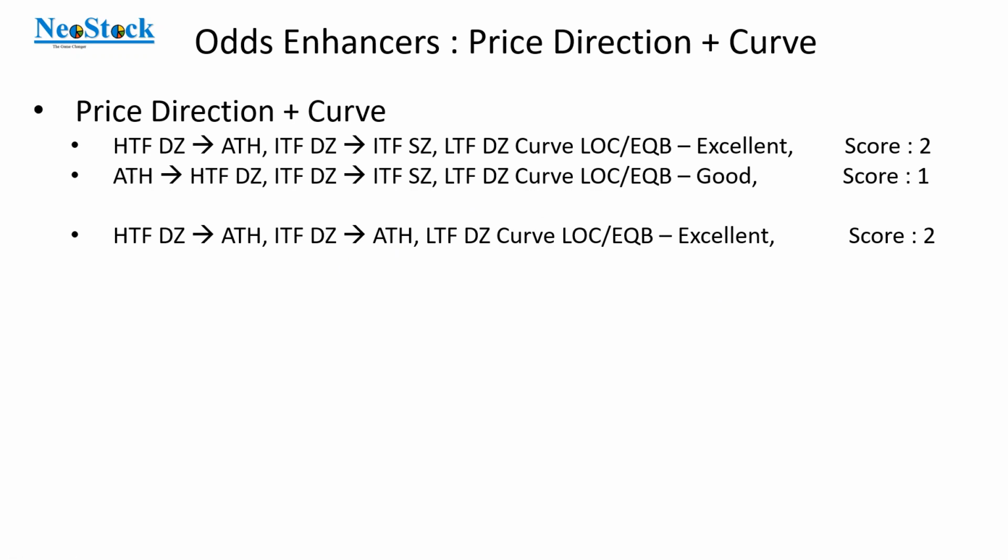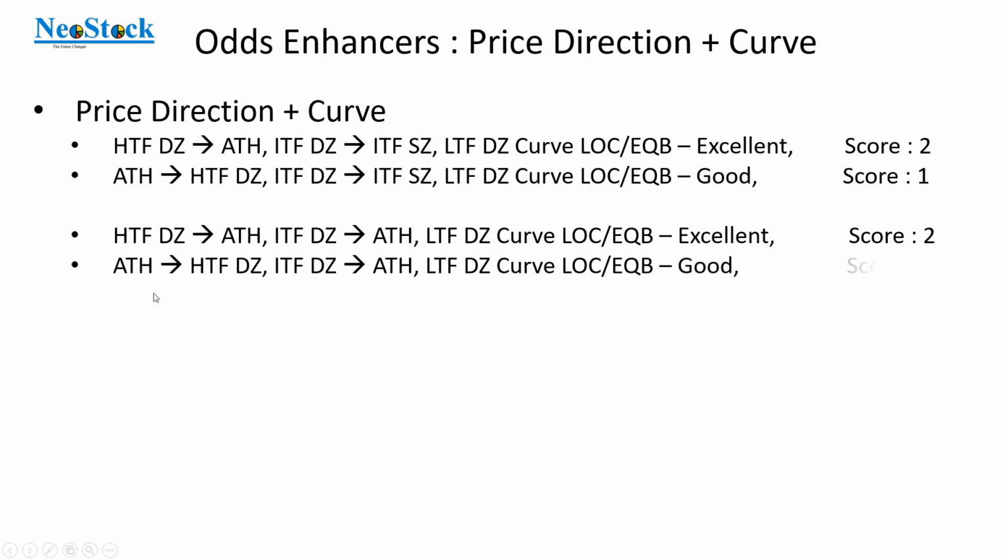Let us look into that example. In the next scenario, prices are moving from all-time high to HTF demand zone, but ITF prices are moving from demand zone to all-time high. In that scenario, you have to consider your LTF demand zone, whether it is at low on the curve or equilibrium, as only good, and you have to give the score 1, because we are trading against the primary price direction. Actually, in HTF, price is supposed to move from demand zone to all-time high, but we are trading against that. In that case, you have to give the score 1.